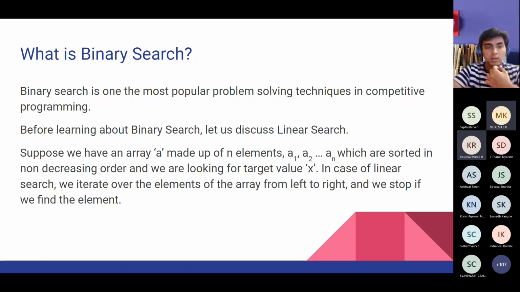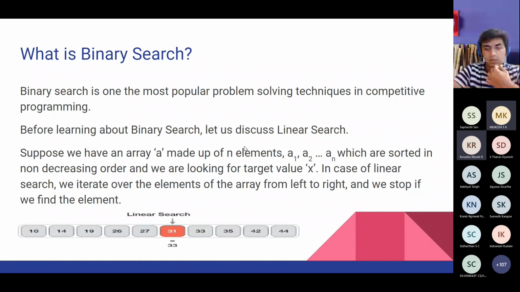in general. So suppose we have an array made up of n elements, say a1, a2 up to an, which are sorted in non-decreasing order. And we are looking for a target value, suppose x. In case of linear search, we iterate over all the elements of the array from left to right, or from 0 index to n minus 1 index. And we break out of the loop when we find the target element.